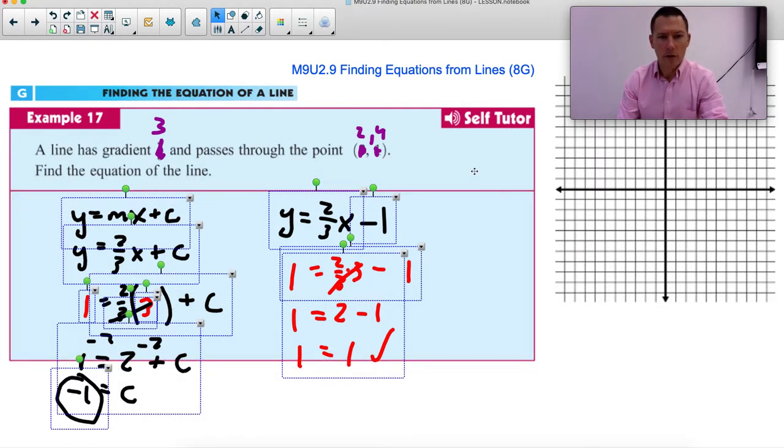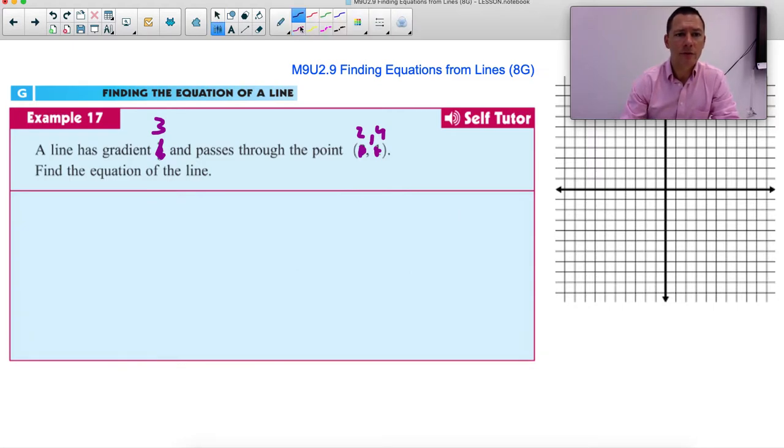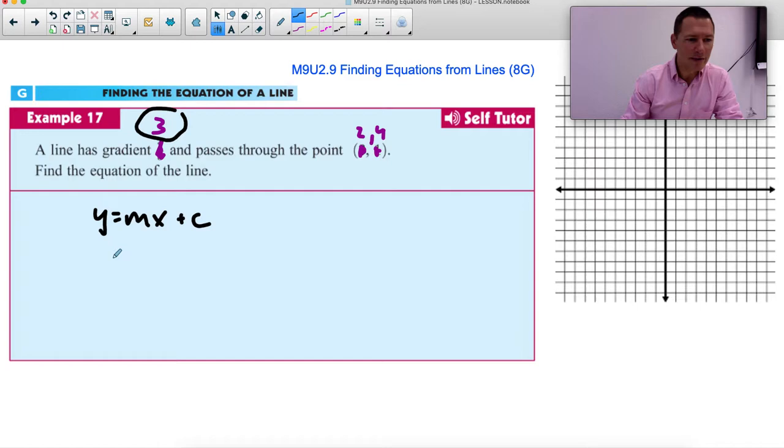Okay, so we'd be doing the same sort of thing. We'd say y equals mx plus c. They told me this is the slope, or I told you that's the slope. So you can plug that in. y equals 3x plus c.